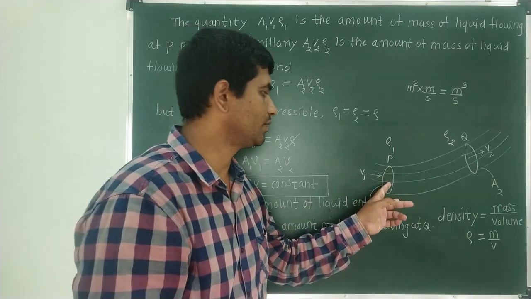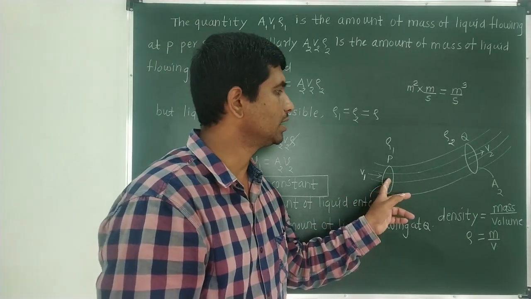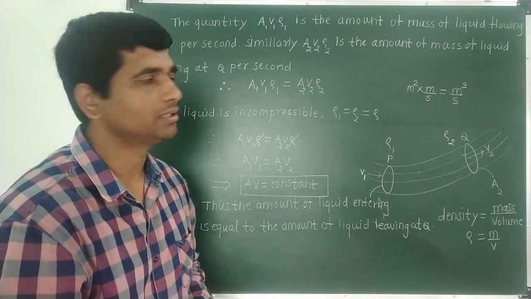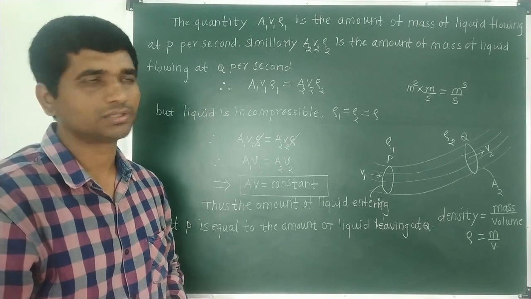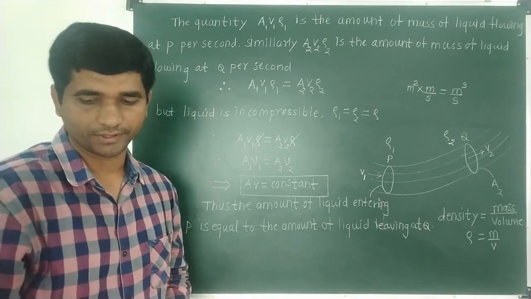Whatever the amount of liquid at one point, passing the same amount of liquid it will pass at another point also. So this quantity AV is equal to constant, that is called the equation of continuity.